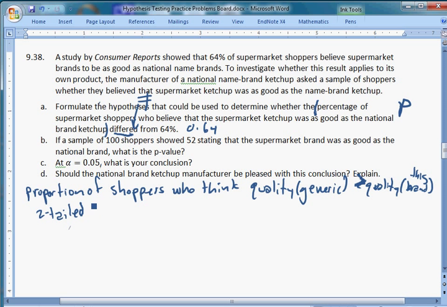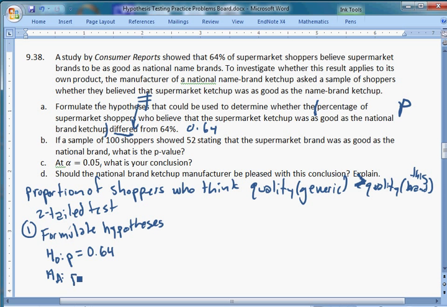So for step 1, which is formulate our hypotheses, it's going to look like this. Our null is going to be that it does not differ, that the true population proportion is the same as 0.64, which is what they found in the Consumer Reports study. And our alternative is going to be that it differs, that there's some difference.